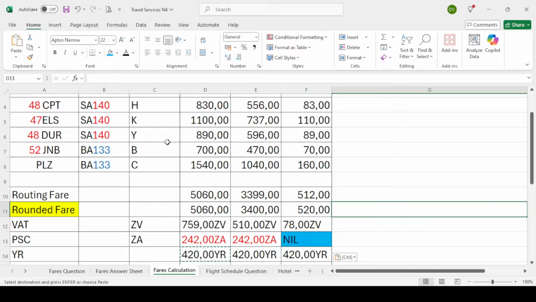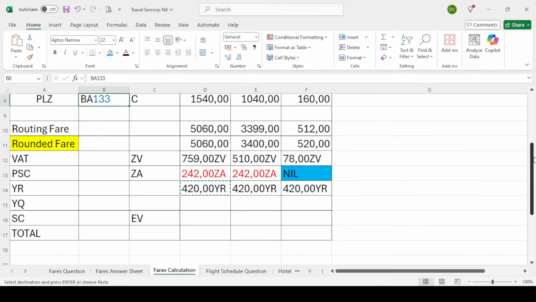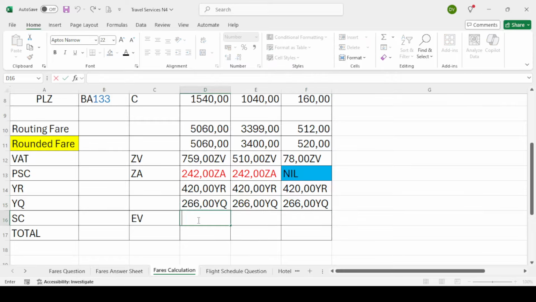For the YQ tax, you're going to add 133 plus 133, which gives you 266 Rand. And that is your YQ tax. Sorry, 266.00, and you show your code YQ. And everybody pays this, the adult, the child, and the infant. The value stays the same for all of them. Okay, I hope that you are still with me, guys.